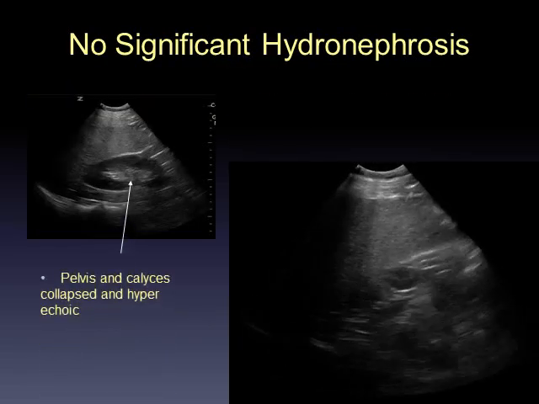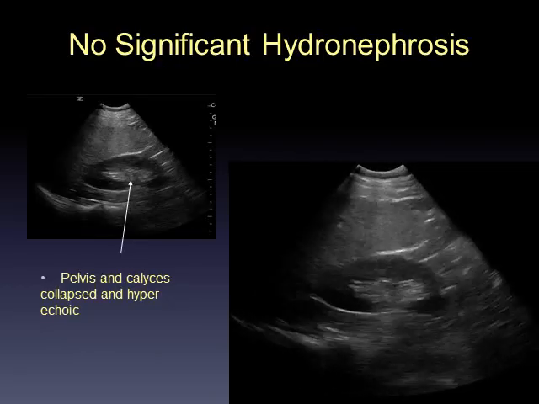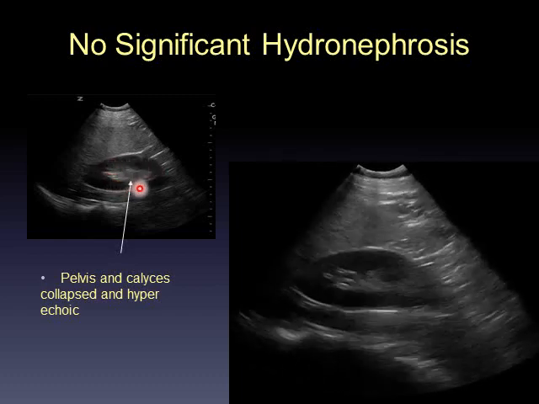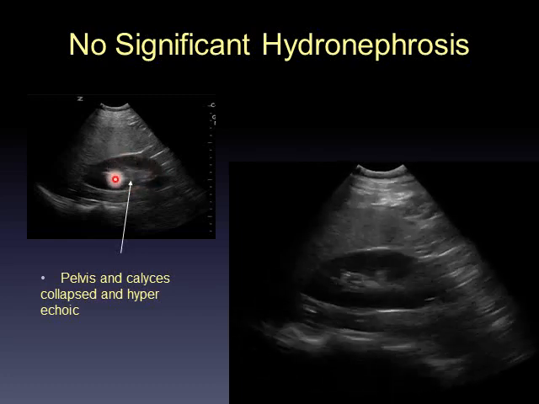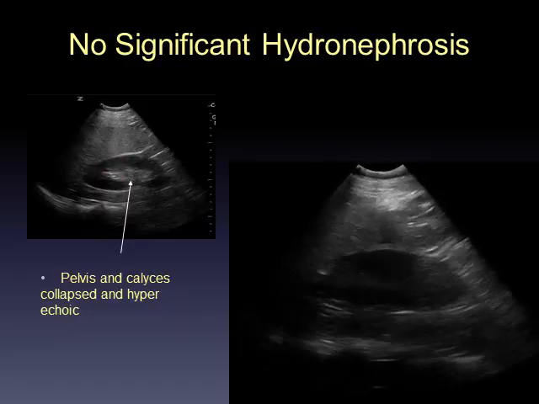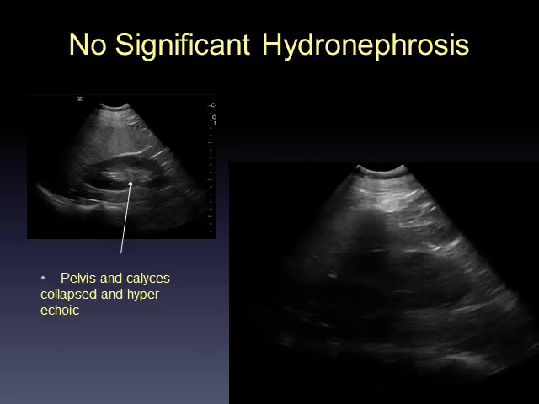Let's look at an image and a video of no hydronephrosis, that is to say, a normal renal scan. Notice that the pelvis and calyces are collapsed on each other and showing as a white hyperechoic area. And this is evident at all points in the fan on the video. Certainly there's no collection of fluid at the base of the pelvis there.